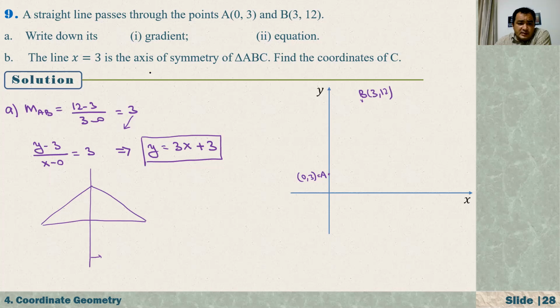All right. It says that the line x equals 3. What is the line x equals 3? It is this line. So that point is 3. The line x equals 3 is the axis of symmetry of ABC. Find the coordinates of C. If I join this AB, it will be this line, and the third side of this triangle must be somewhere on the right-hand side.